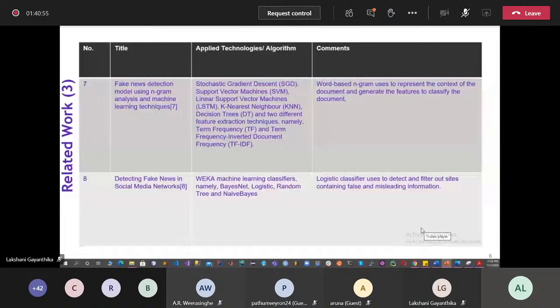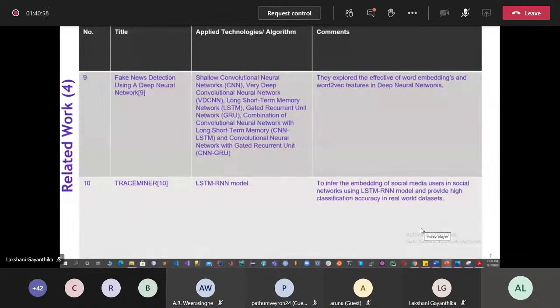As for the final set, they have used several deep learning techniques like CNN, LSTMs, and combinations of both, CNN-LSTM, CNN-GRU, and they have explained the effectiveness of those embedding techniques. And finally, for TraceMiner, they have used an LSTM-RNN model to provide high classification accuracy on a real-world dataset. As you can see from those related works, there is still not a matching mechanism to detect fake news.